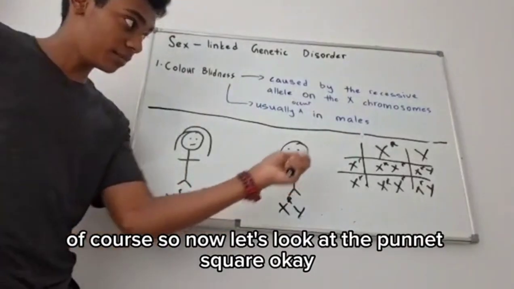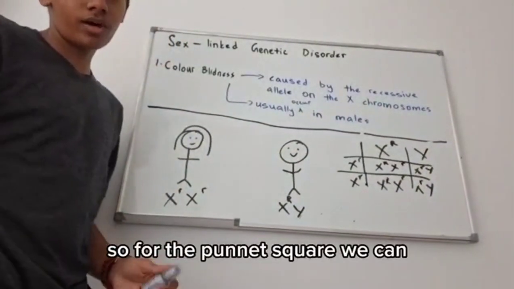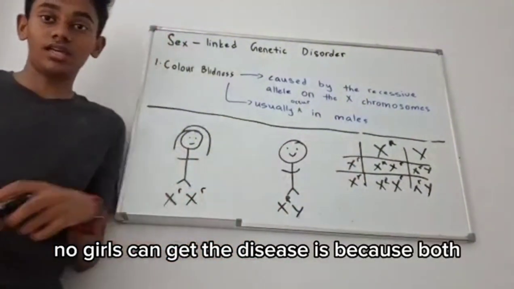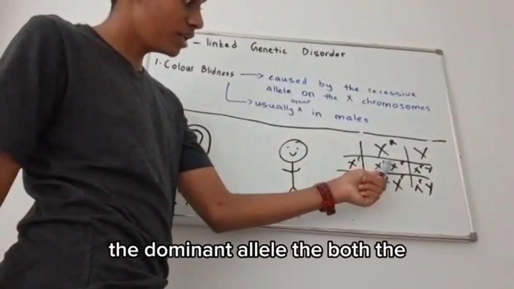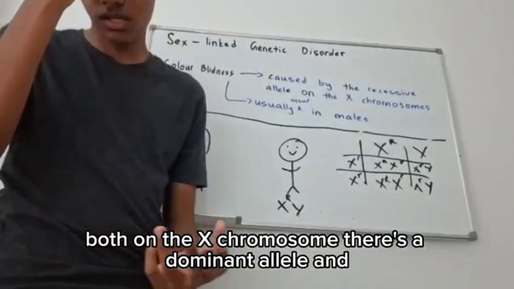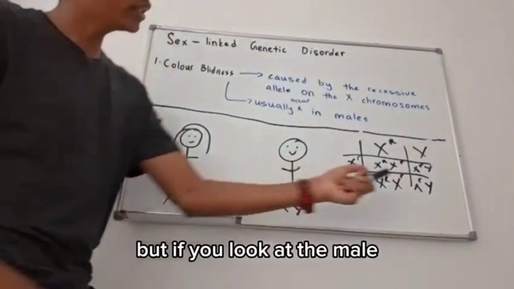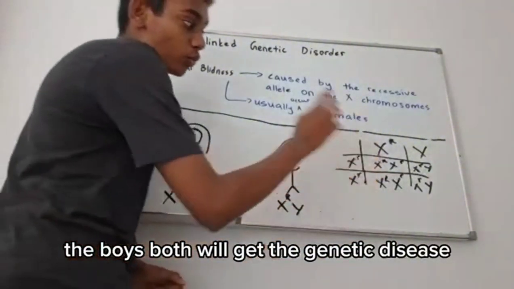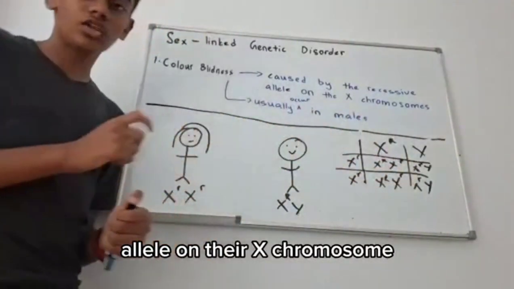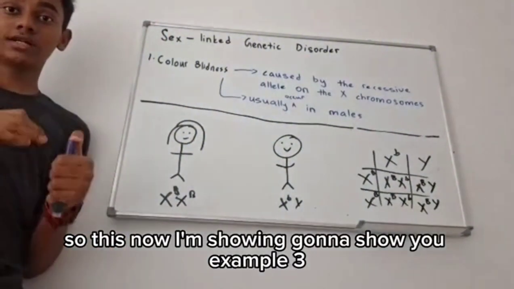So now let's look at the Punnett square. Okay, this is a different example. So for the Punnett square, we can simplify that no girls get the disease, because on the X chromosome there's a dominant allele, but both will carry the disorder. But if you look at the male, the boys, both will get the genetic disorder as they have the recessive allele on their X chromosome. Alright, so now I'm going to show you example 3.